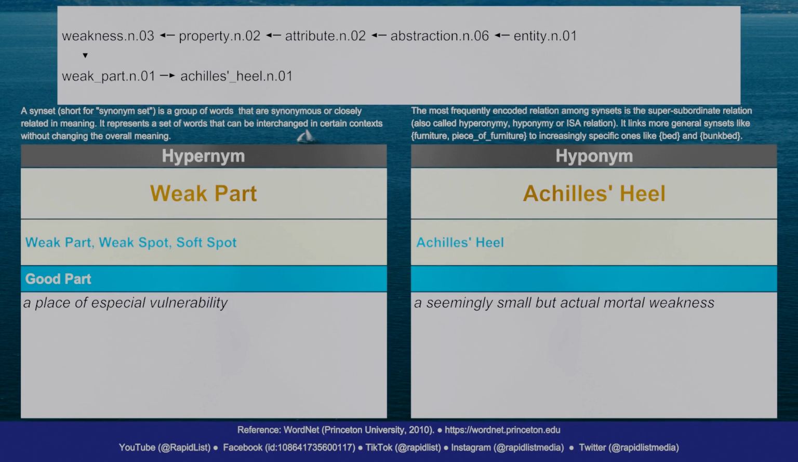Achilles heel. A seemingly small but actual mortal weakness. Jugular. A vital part that is vulnerable to attack. He always goes for the jugular. Underbelly. The quality of being weak or unprotected. Winston Churchill: The soft underbelly of the axis.